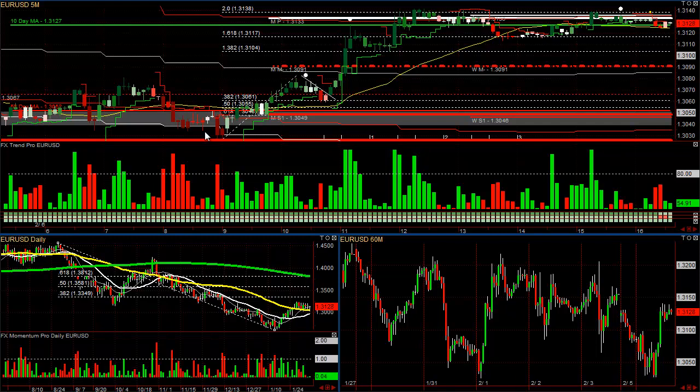Or if you didn't buy it down here for whatever reason, when you saw that it broke the trend line, you would have bought this next little pullback and captured the majority of that move.